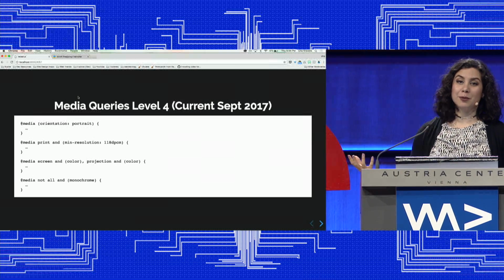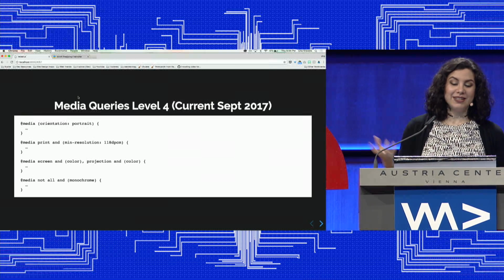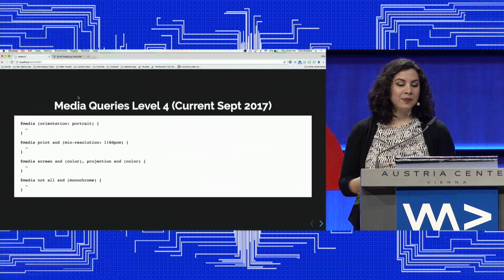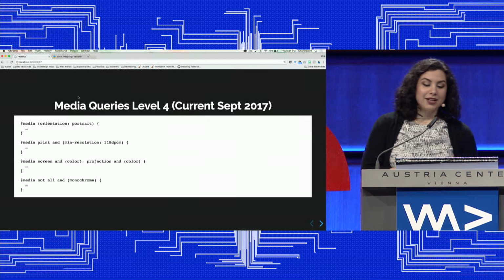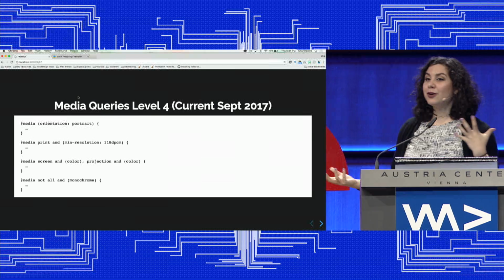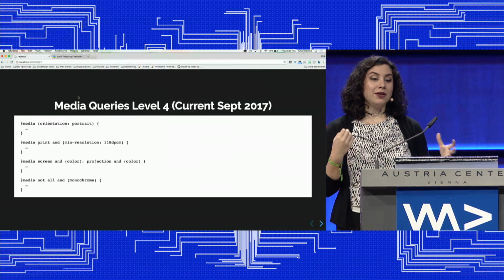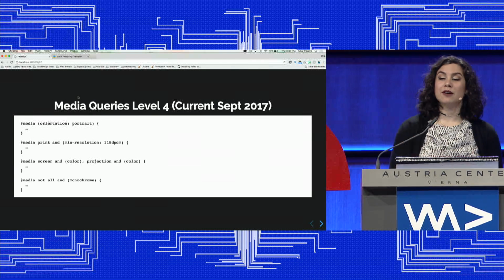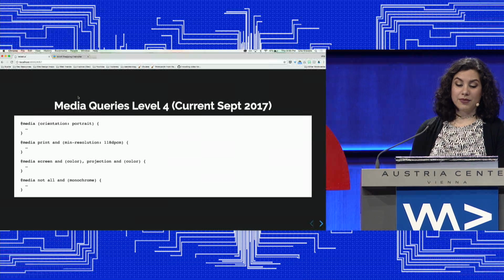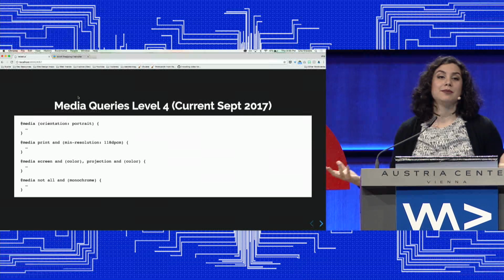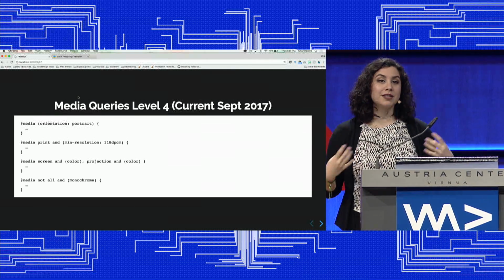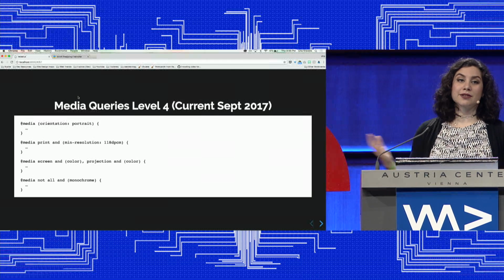I use a projector at home as my TV. I really like that. I can apply different styles based on that. You can use not. You can set it to monochrome, so things that aren't monochrome. You can apply different styles for people who do have monochrome in their browsers. Basically, the world is your oyster. Media queries have definitely been expanding over time. They're not just screen size anymore.